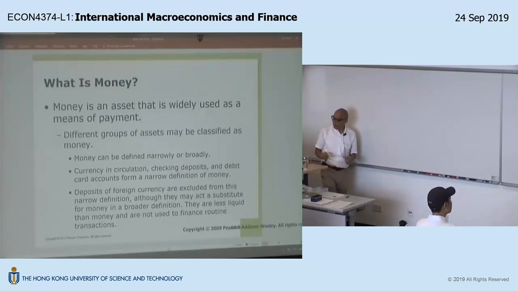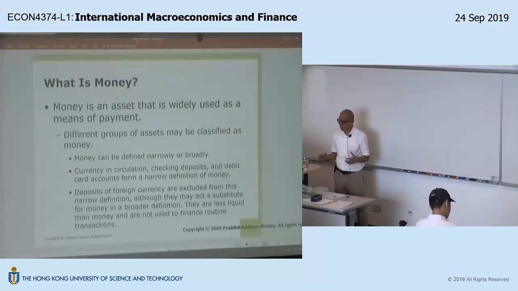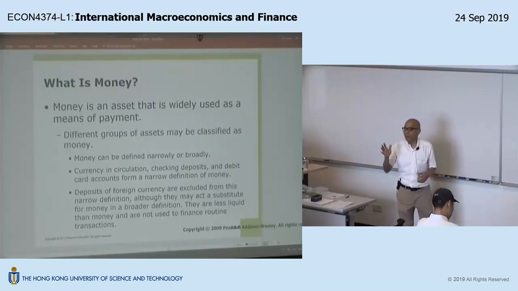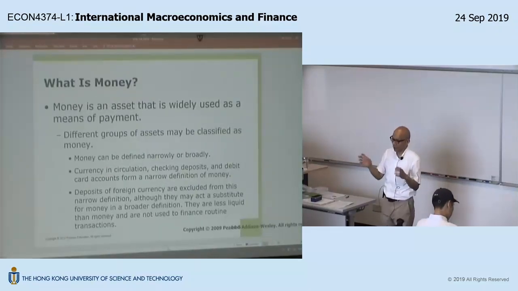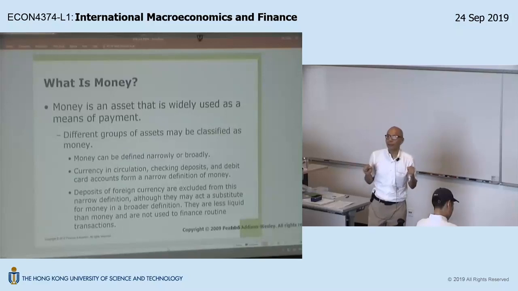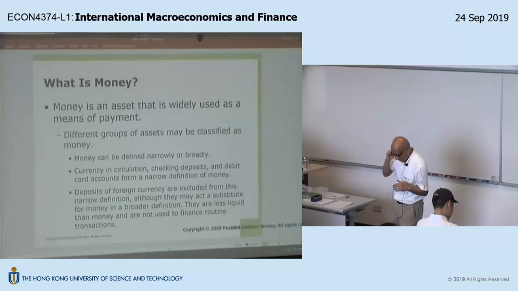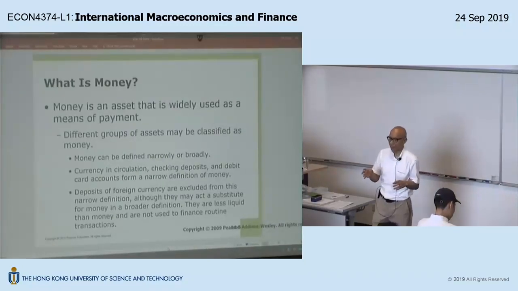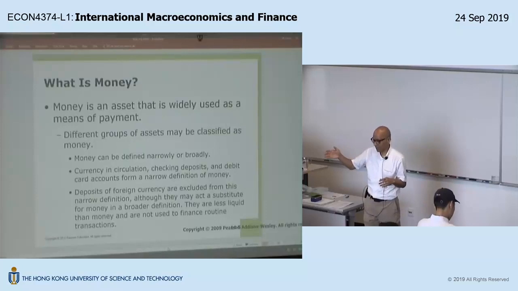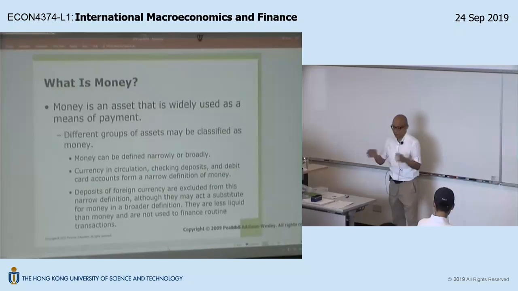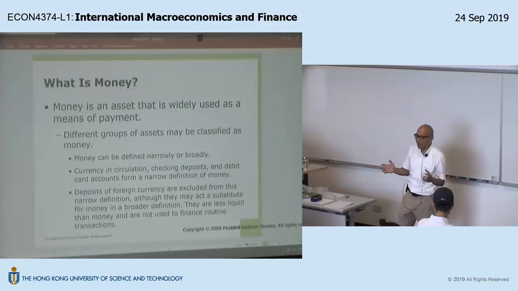So money can be defined narrowly or broadly, okay? Because it's liquidity, we have to remember that we emphasize liquidity as a defining characteristic of money. But liquidity is actually not black and white. It's actually just a gradation. Some assets are more liquid than others. But even within money, there is some money that's more liquid than other money.